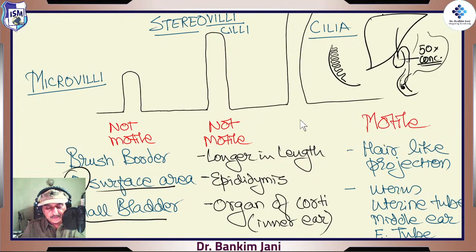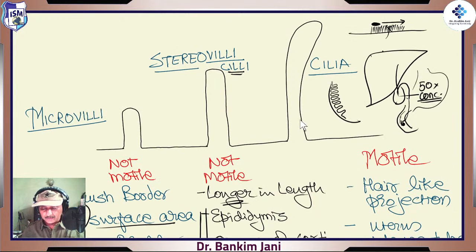When it comes to stereovilli, they are also called stereocilia, because they are in between both, not motile. They are longer, found in the epididymis, the organ of Corti, that is the inner ear, etc. Don't worry much about it. We'll discuss it as we come to that. But this part, this is cilia. This is what we are interested in.